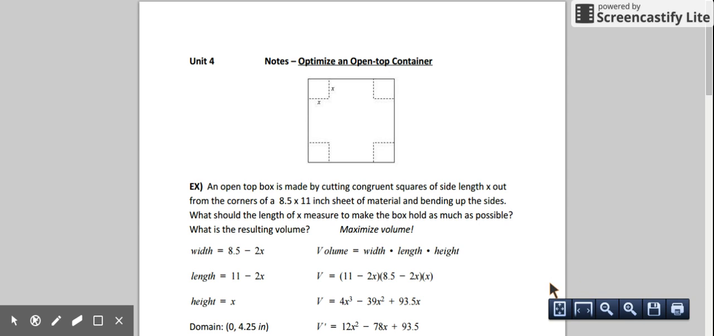In this video, we're going to continue talking about optimization, and this time we're going to focus on some examples involving open-top containers, or containers that don't have a lid. So let's start off with this example.